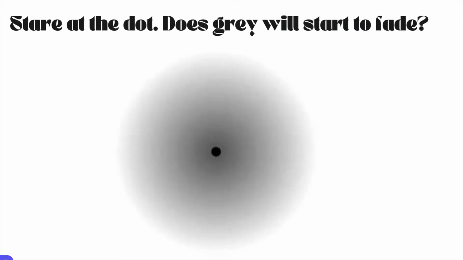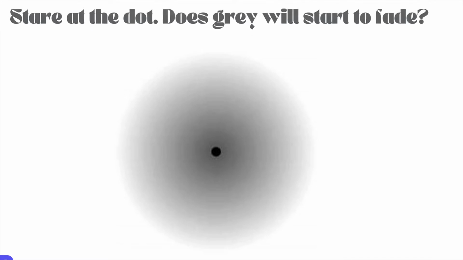If you stare at the black dot in the middle of the screen, the gray might start to fade for you. Try it out and see if it works. All right, is the ball in the center moving for you at all? To me, it looks almost like it's moving side to side a little bit if I focus on the ball. Try it out and see what happens.